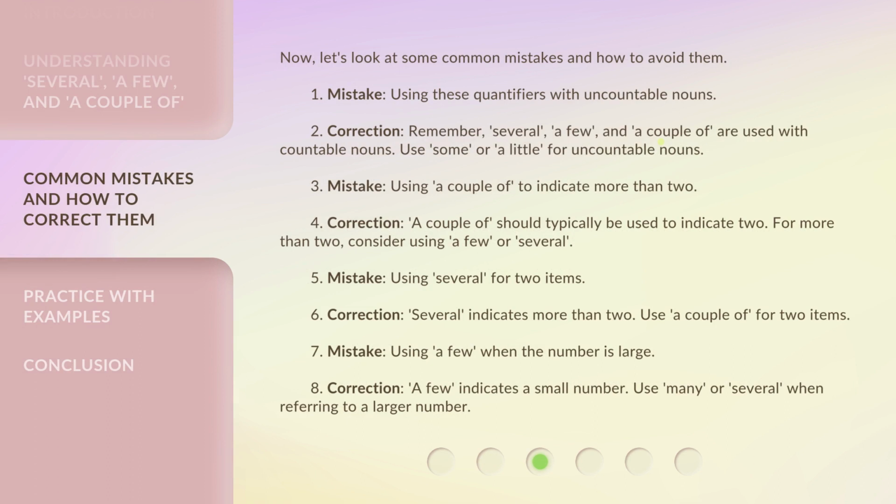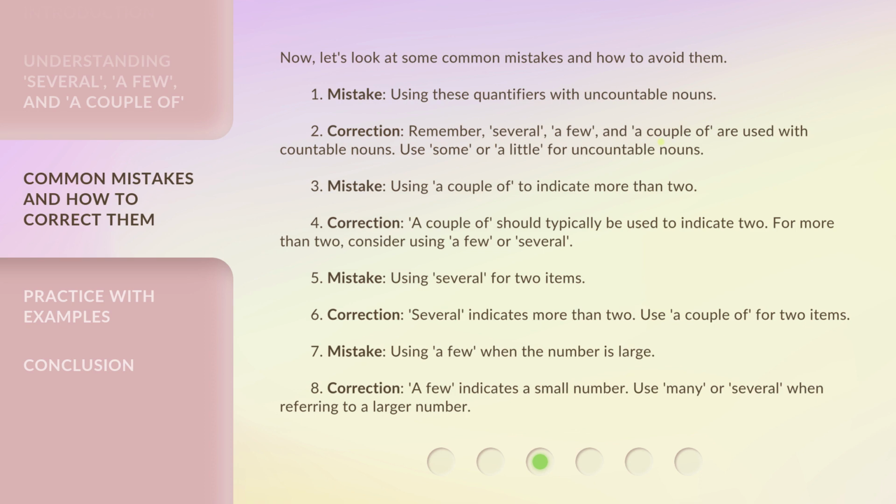Now, let's look at some common mistakes and how to avoid them. 1. Mistake: using these quantifiers with uncountable nouns. 2. Correction: remember, several, a few, and a couple of are used with countable nouns. Use some or a little for uncountable nouns. 3. Mistake: using a couple of to indicate more than two. 4. Correction: a couple of should typically be used to indicate two. For more than two, consider using a few or several.